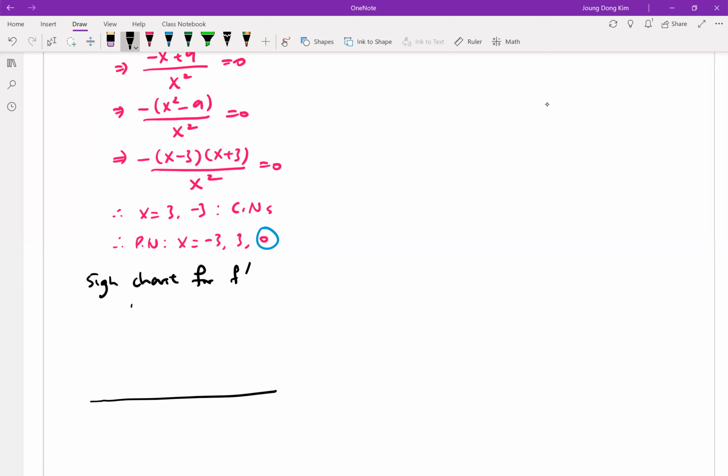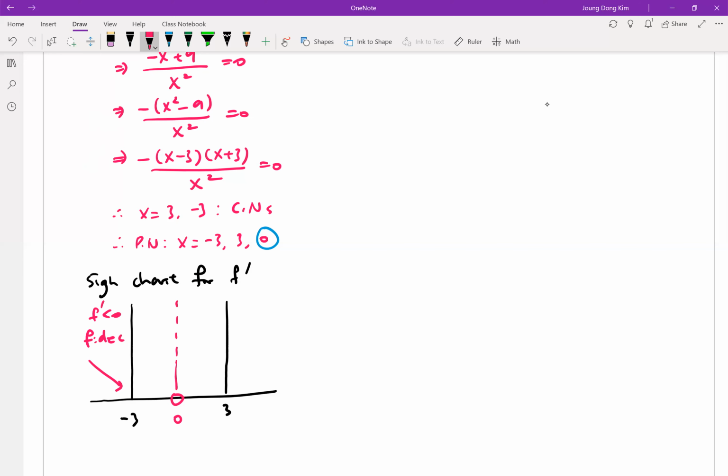There we go. Negative 3 and plus 3. But don't forget, there is the broken line and empty circle at 0, okay? Now we have 4 sections, okay? So we can plug in any number which is less than negative 3 first. For example, negative 4. When you plug in negative 4 into the fully factored one, negative 4 minus 3 is negative. Negative 4 plus 3 is negative. So minus in front of that: minus, minus, minus, which is minus, right? So f prime is negative, f is decreasing.